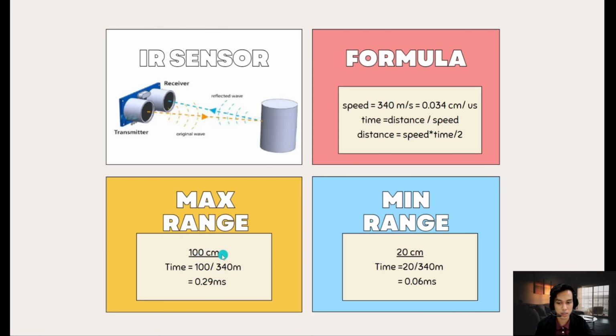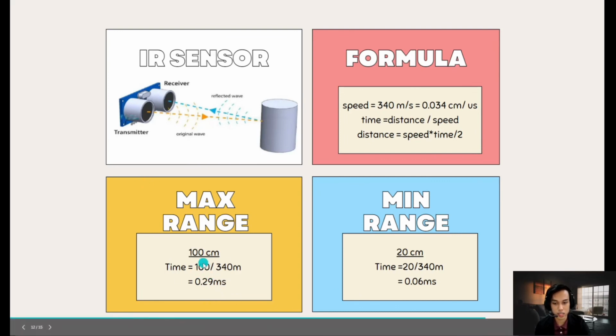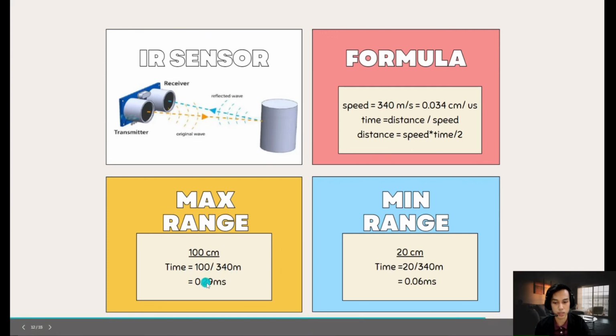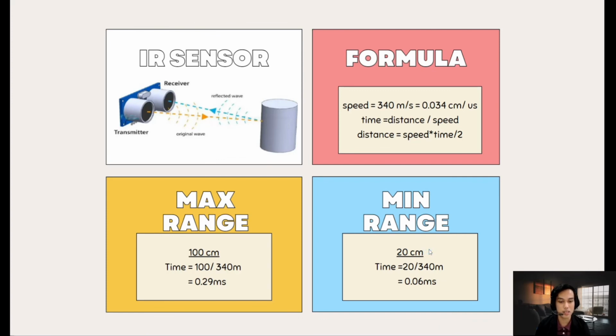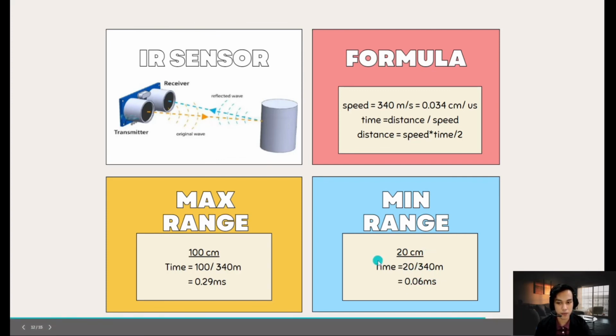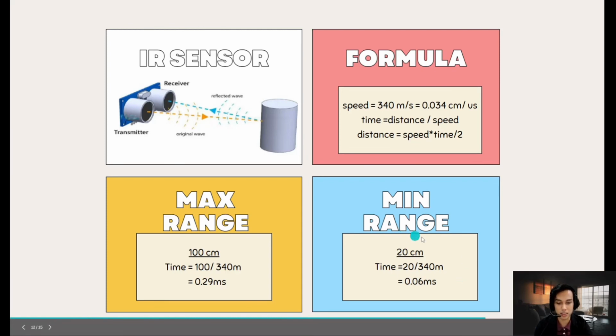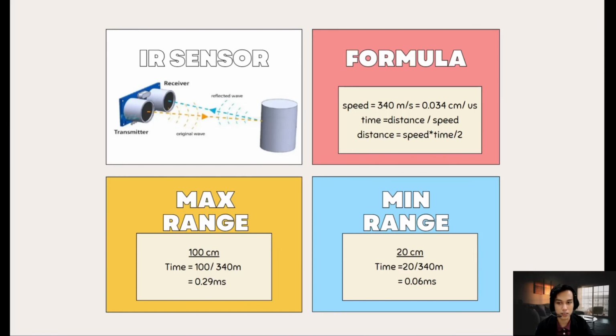100 centimeters. To calculate the time the sensor takes to detect the person, we take 100 centimeters divided by the speed, and we get a time delay of 0.29 milliseconds. For the minimum range, as I already said, it is 20 centimeters, so the time delay for the sensor to detect is 0.0 milliseconds. I think that's all for my part.